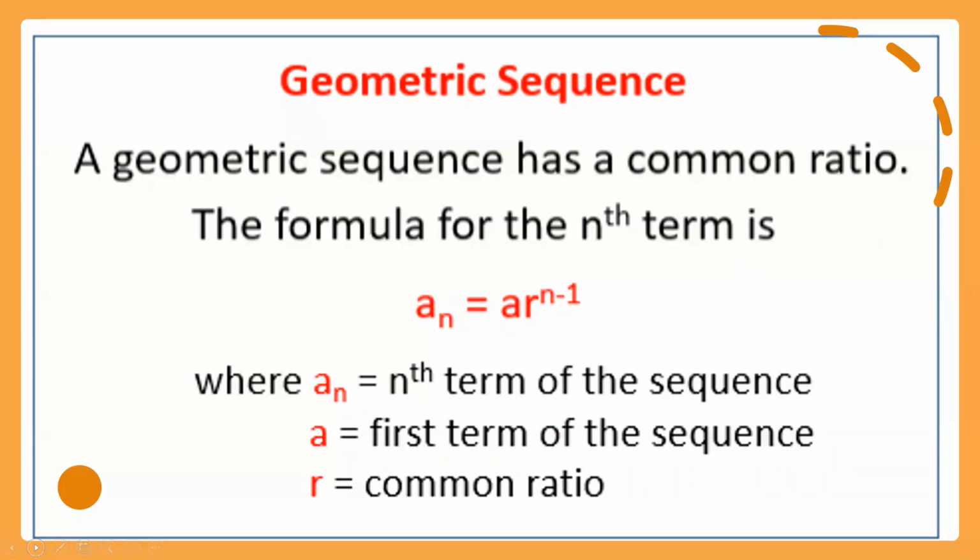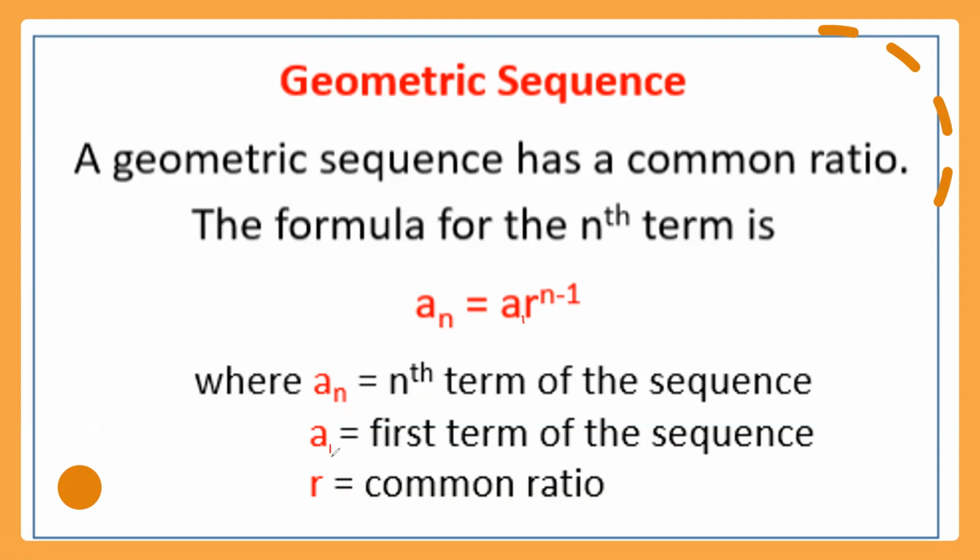But this time around, we have geometric sequence. We have a new formula, which is a sub n equals a sub 1 times r raised to n minus 1. So we're raising to a power. I put a sub 1 here so it's clear that it is the first term. A sub 1 times r raised to n minus 1.